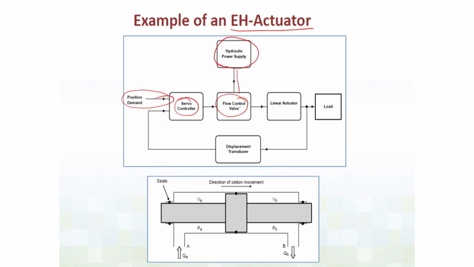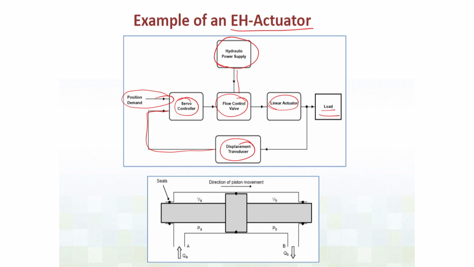If the demand position is such that you need to have force, then servo controller will open up the flow control valve and hydraulic power supply will come immediately, and that will drive a linear actuator, and that linear actuator will work on the load of the system. Again, there will be sensors. These are the displacement transducers. They would sense whether a given load is deformed by a particular level or not.